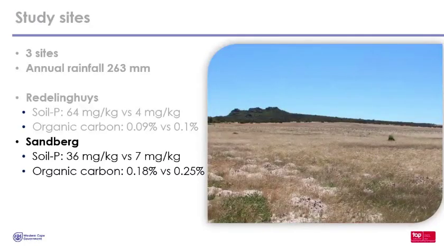The second site near Sandberg had lain fallow since 2010. It had a good perennial plant cover, but it was mainly Cynodon dactylon. The soil phosphorus levels were 36 mg compared to the veld's 7 mg per kilogram, and the organic carbon was at almost 0.2%.